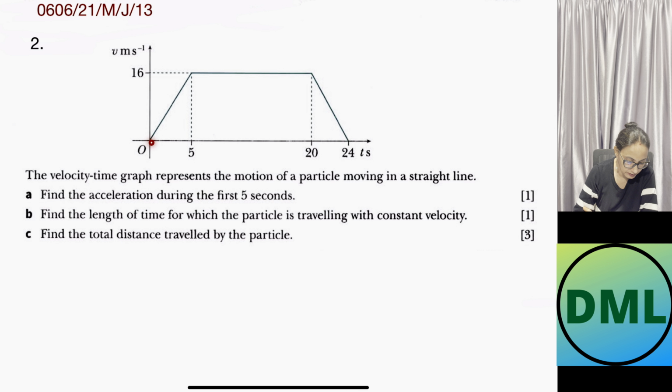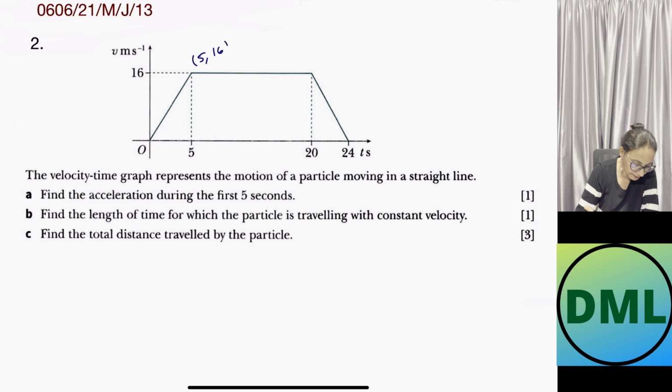First 5 seconds, starting from 0 to 5. I need to find out the acceleration in between them. We know that in the velocity time graph, acceleration will be the slope of the line. Can we calculate the slope of this line? For this, I need to find out the coordinates of this point. The coordinates of this point will be 5, 16. Let's write down here 5, 16.